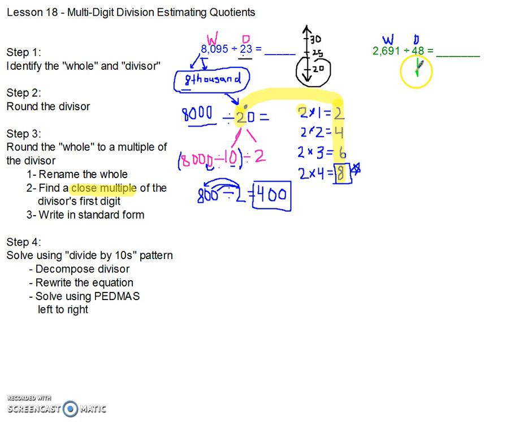Our divisor is 48, and if we think about that on a number line, we would either be rounding down to 40, or we would be rounding up to 50. And my midpoint is 45. And so I'd ask myself, where does 48 fall? Above or below 45? 48 is above, so we're rounding up to 50.